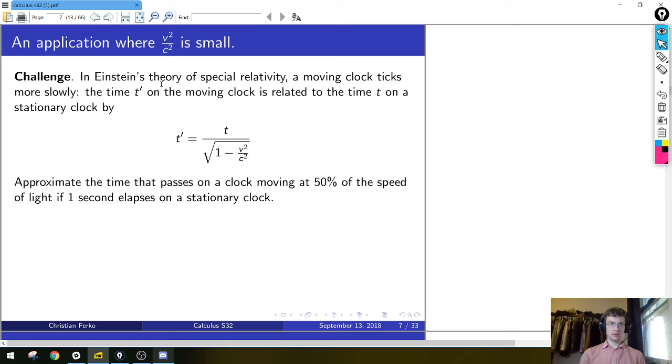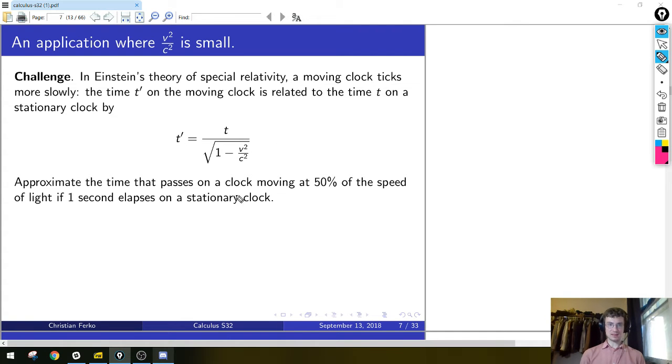Okay, why is this useful? Alright, so let's see an example from special relativity. One of what I think is the most shocking results of special relativity is that there is no universal notion of time. Time is different for different people. So if you put a clock on a jet plane, time passes more slowly on that clock. A moving clock ticks more slowly.